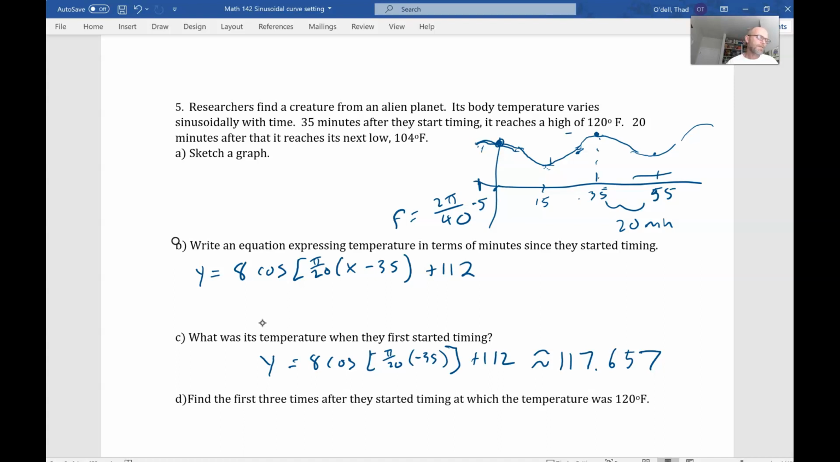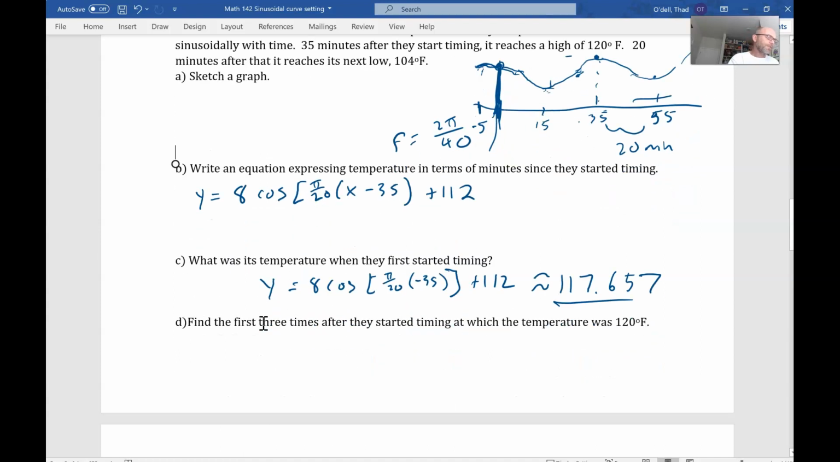Okay, so that would be the temperature. Now let's see if that makes sense. The highest temperature it gets is 120, and we should be getting close to the high temperature here because it happens 5 minutes before that, right? So that sounds like a good answer. And again, why do we plug in 0? Because it's at time equals 0. When they first started timing, the time was 0.